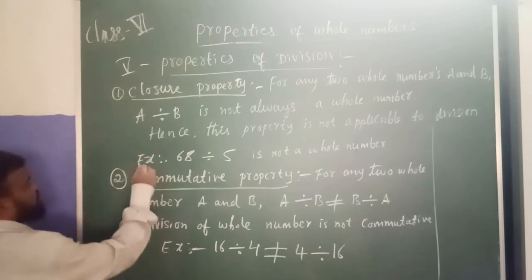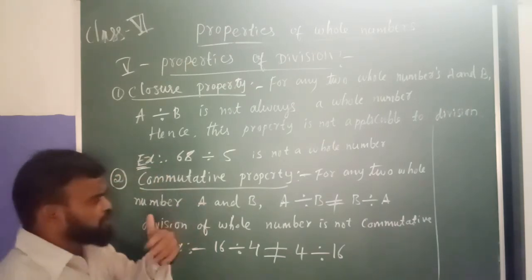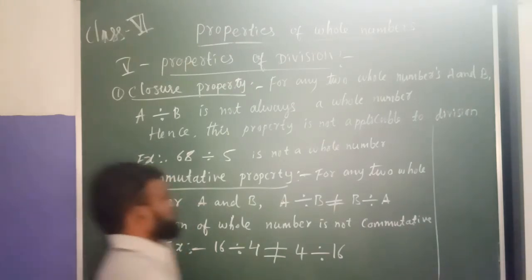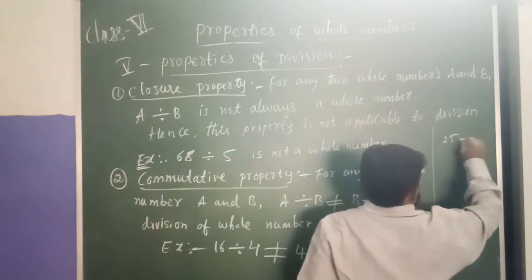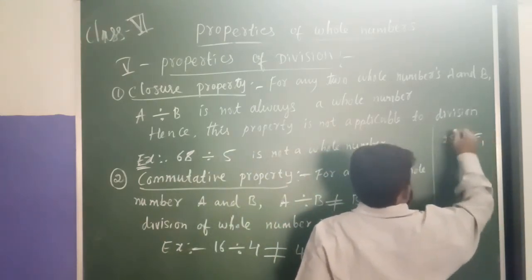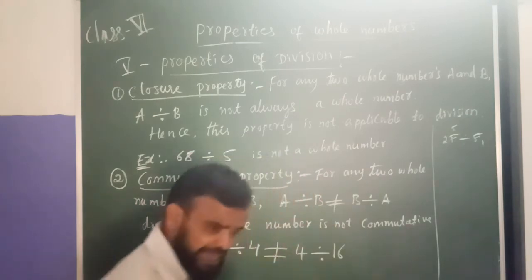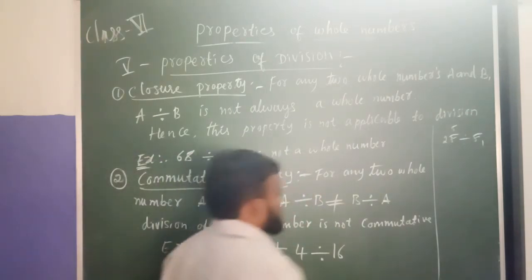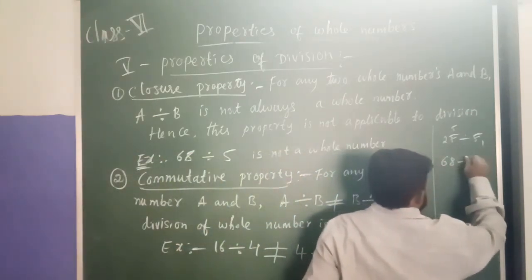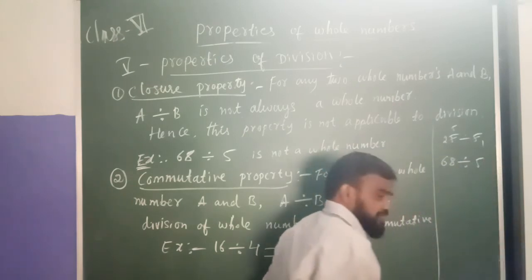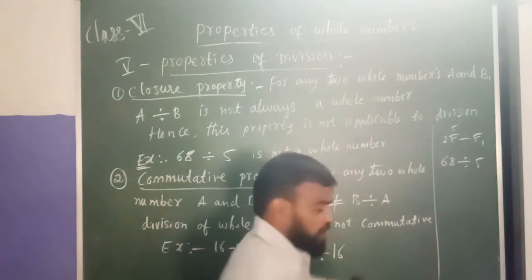Why? Because I have done an example, you can understand. Some numbers will divide. Just as an example, you take 25 divided by 5. You divide: 5 ones are 5, 5 fives are 25. Right? We can divide that. But this type of numbers, 68 divided by 5. Can you divide that? It will come in a fraction or decimal form. See.